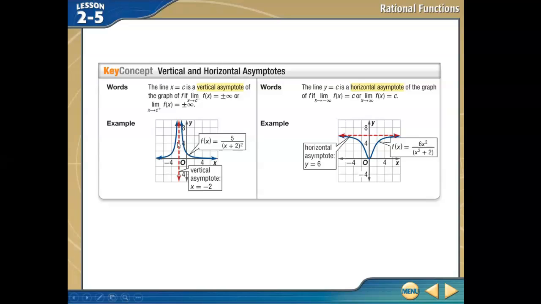So like I said, it's a line which it appears your graph is going to approach, but it skyrockets off to positive or negative infinity. The closer and closer we get to it, the higher our values are in this case, because both of our limits are approaching positive infinity. Okay, so those are your infinite discontinuities.